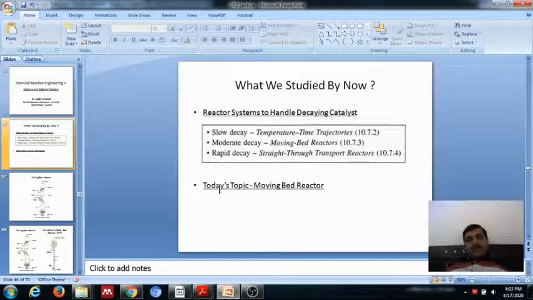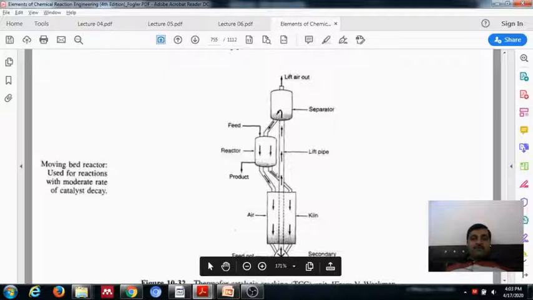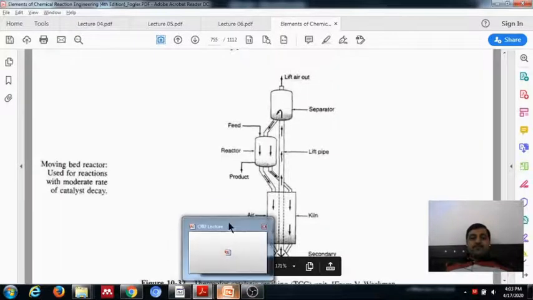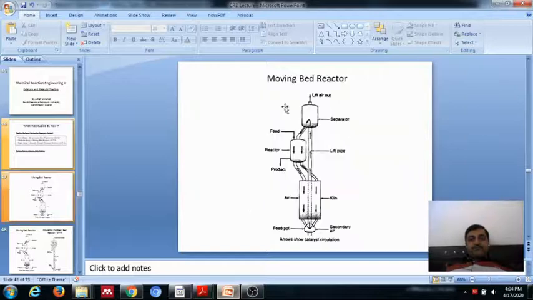Now today we are going to talk on the moving bed reactor, where there is a moderate decay of a catalyst. So we start with the moving bed reactor. You can have a look at the schematic here. We have a reactor on the left.